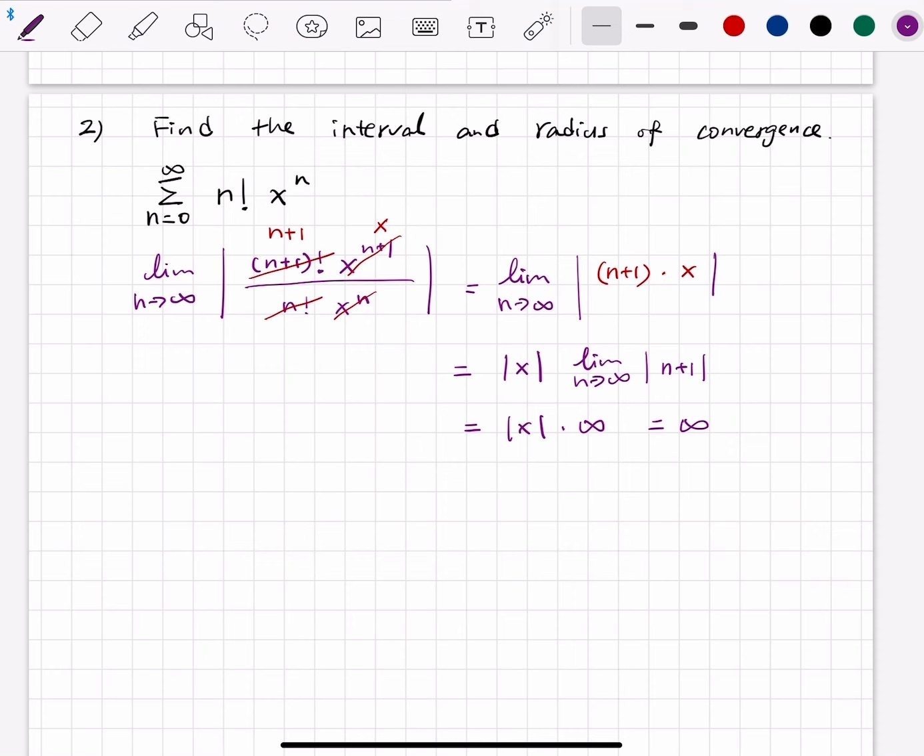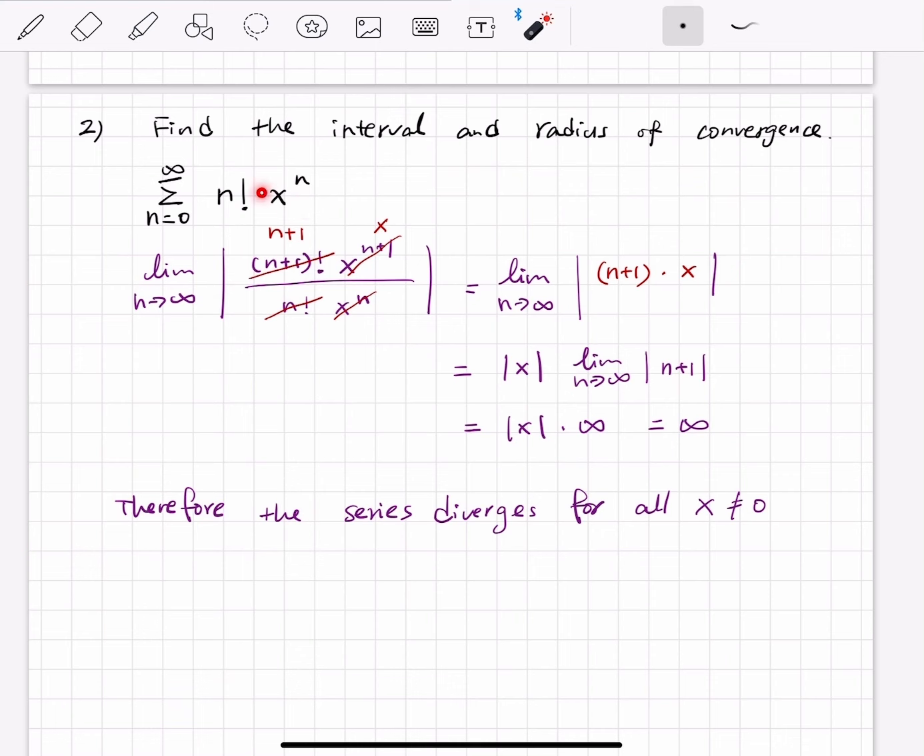Then from that, we know this is going to diverge. So therefore, the series diverges for all the x values as long as they are not equal to 0. Because of the setup, x to the nth power, this one is centered at x equal to 0.